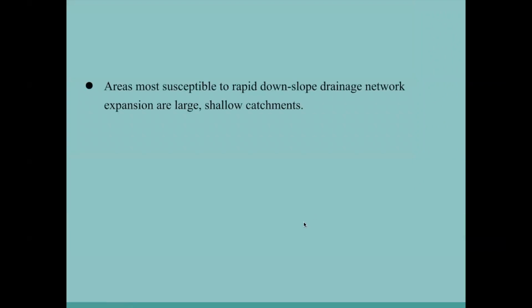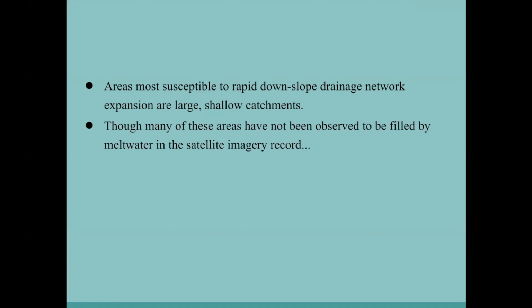So the takeaway points from my presentation: areas that are most susceptible to rapid downslope drainage networks are large shallow catchments. And while these areas may not have been observed to be filled by meltwater in the satellite imagery record yet, we have evidence that they are downslope of catchments that are expected to fill in the next century. So it seems fairly obvious that once you overspill these deeper catchments, they'll be able to flow across these shallow areas. But by using these various methods, we can show that this is a process that's going to happen on at least 5 ice shelves that have a history of melt.